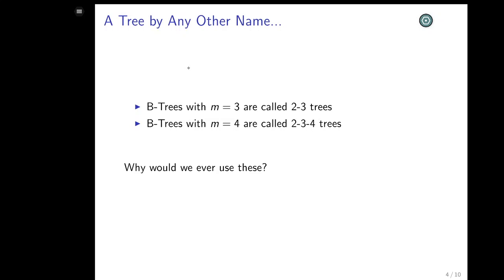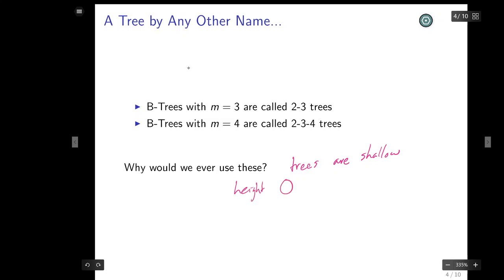Do you just have the property where the height is also bounded, which for a binary tree you don't have? That's right. So even a 2-3 tree with M equals 3 has the property that all the leaves are at the same level, and every node is at least half full. And those two properties together mean that the tree is shallow. So these things are shallow. And shallow here means log base 2, or log base 3 in the other case, but anyway, the height is order log n. That means your insertion operations, your deletion and remove operations, take log n time.